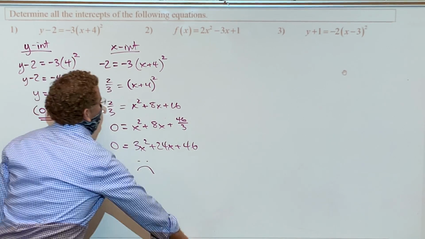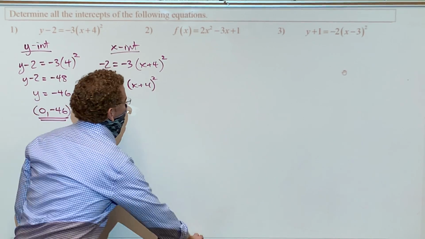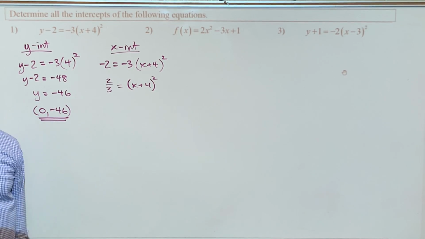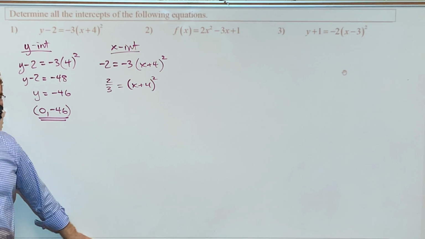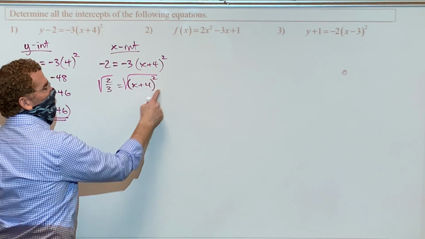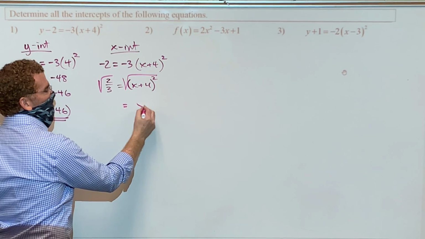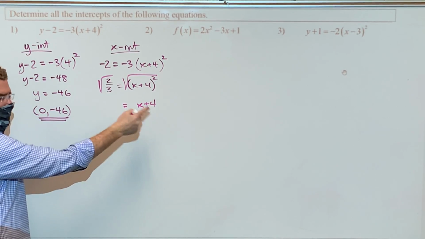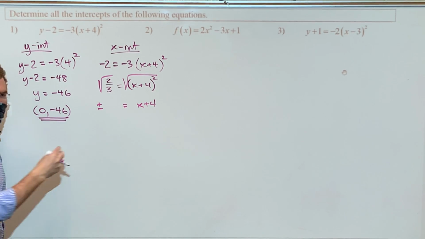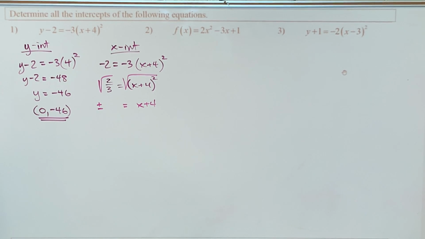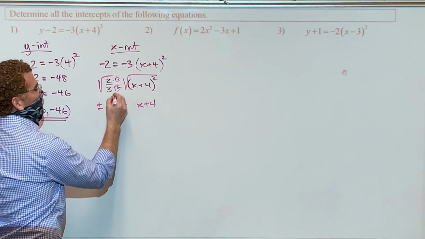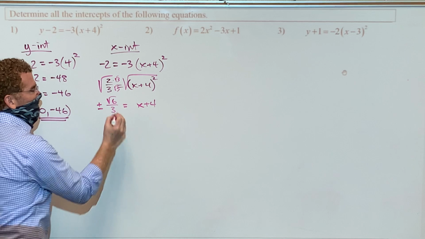My advice to you is right here, don't you have a nice completed square? What else could I do? Square root both sides. So right here, just square root both sides. And what does that give me on the right side? Technically absolute value. So what do I have to put on the left to take care of that absolute value? Plus or minus. Can I leave it as the square root of 2/3? No. I'd have to rationalize, right? So root 3 over root 3 would give me root 6 over 3.